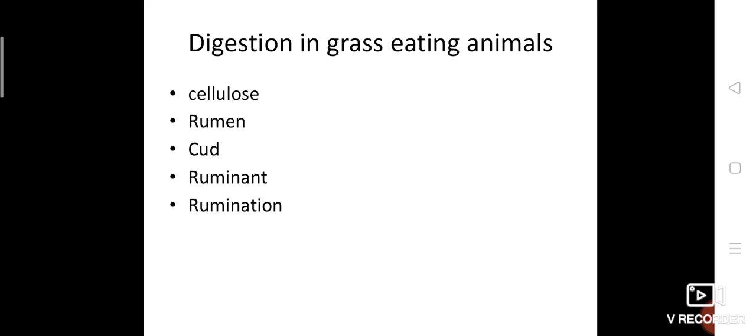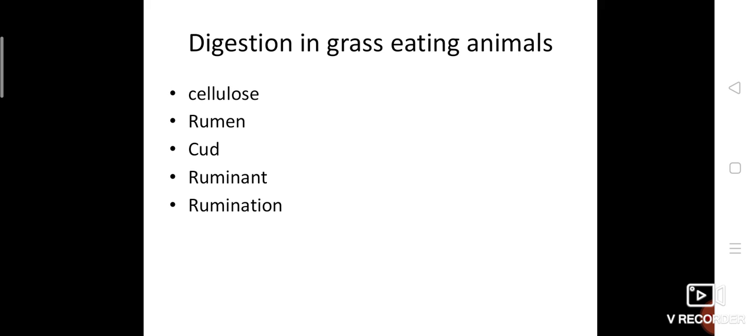So what they will do, while eating, they won't chew the food, they will swallow the food first of all, and they will keep that food in the rumen for some time. Later they bring back the food from the rumen to the mouth, and they chew. The food which is stored in the rumen is called cud. The animals which have a rumen and bring back the cud are called ruminants, and this process is rumination.